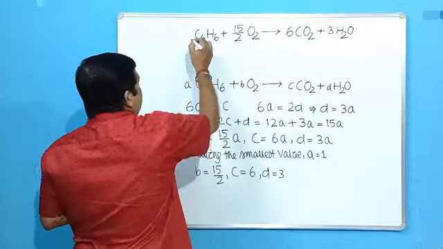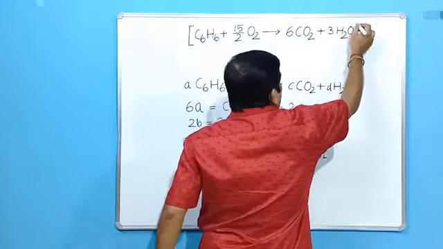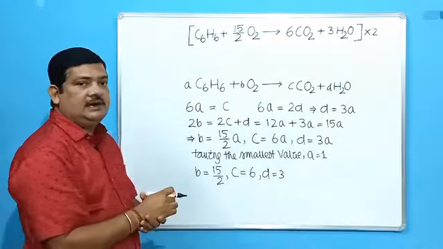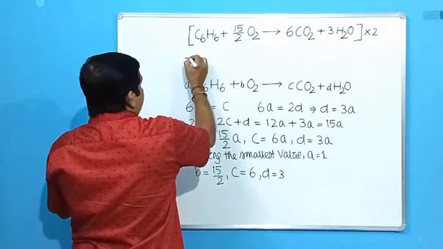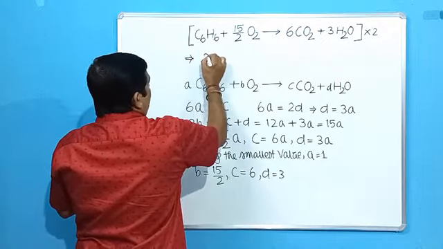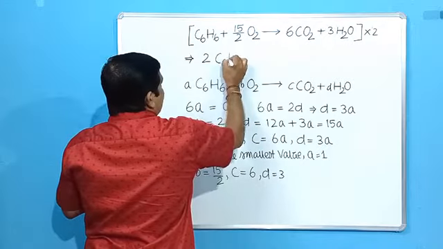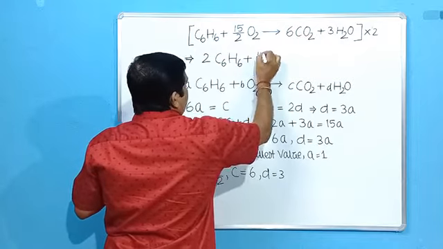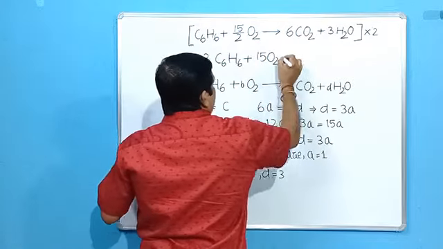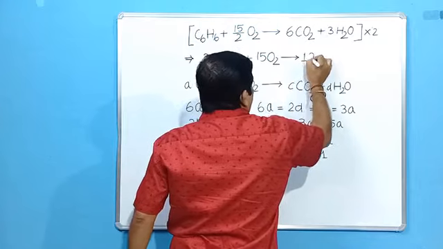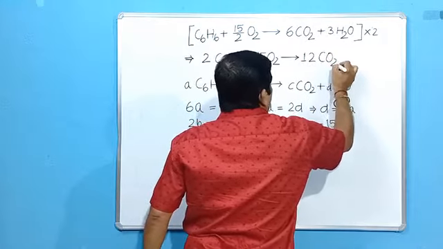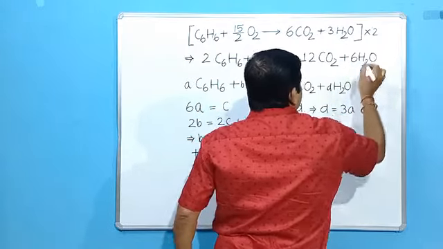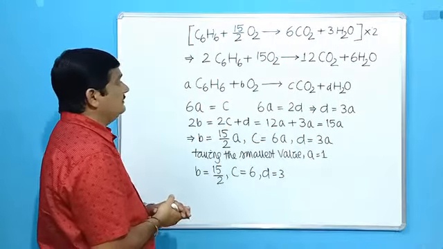Now we will multiply the whole equation with 2, because there is a fraction here. We have to convert it into a whole number. So 2 C6H6 plus 15 by 2 into 2, 15 O2 will give rise to 12 CO2 plus 6 H2O. This is the balanced chemical equation.